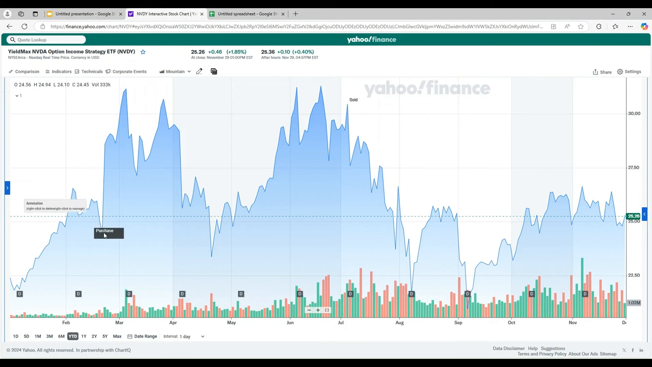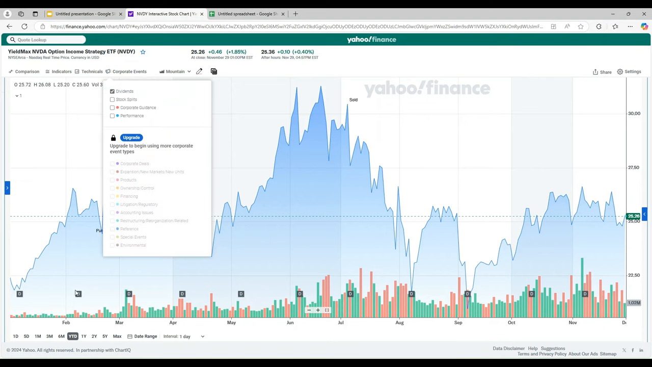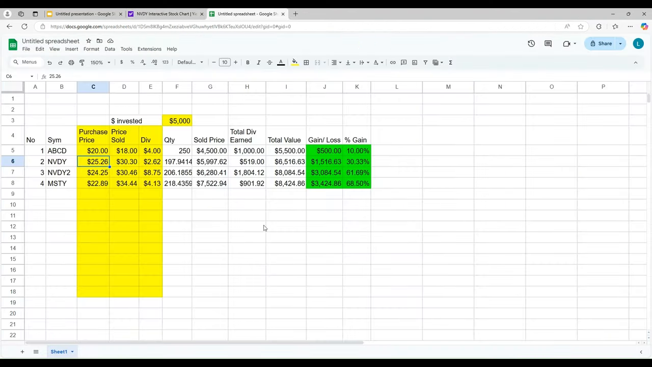You just go to the chart, look at that. Corporate event, dividend, it will show you all that. You don't need to go from screen to screen and do all those complicated things. Just simple, right? And let's suppose if I'm losing money over there, you see this? If losing, it will become automatically red.